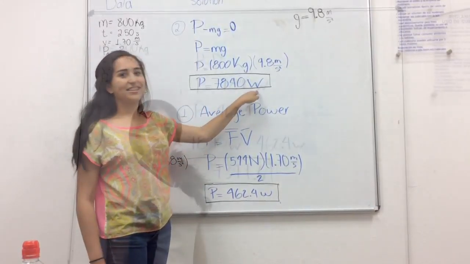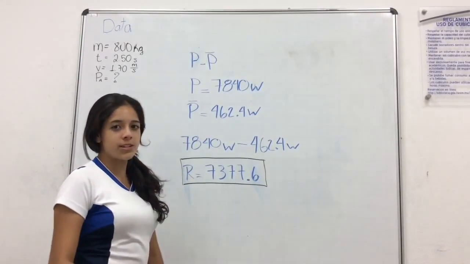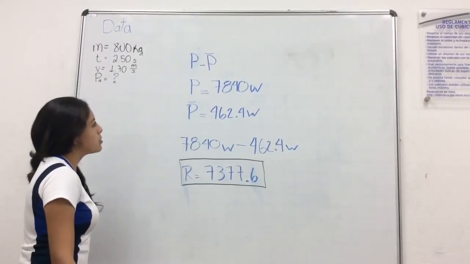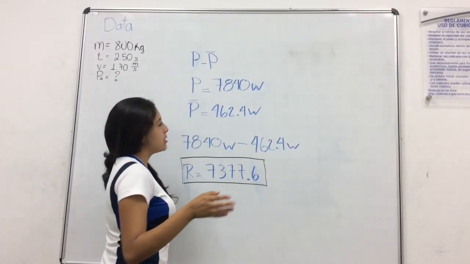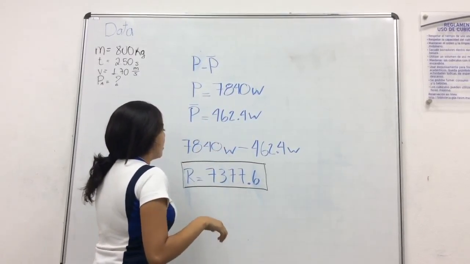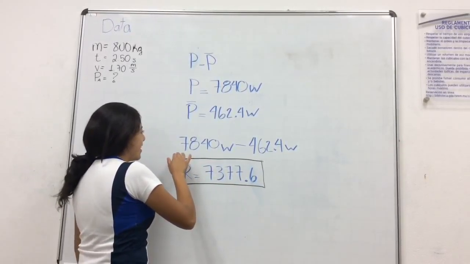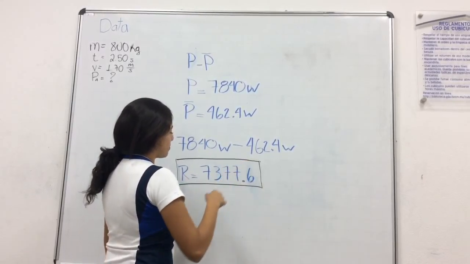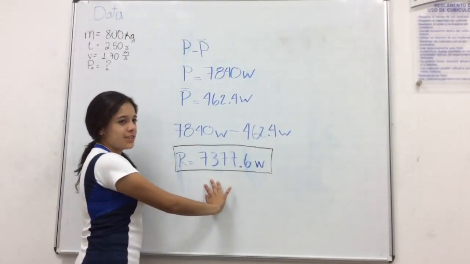7,840 watts. To answer the second question, what is the difference between the power at constant speed and the average power, we have to do a subtraction between power with constant speed and average power. So these are the values of each one, and we substitute the values in the subtraction. There is 7,840 minus 462.4, and the result is this one.